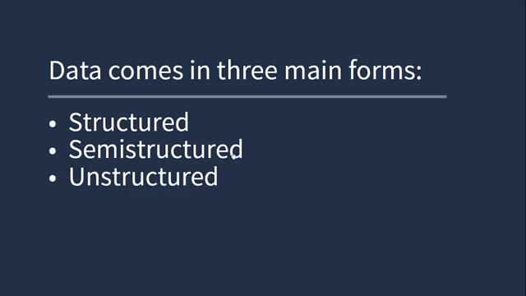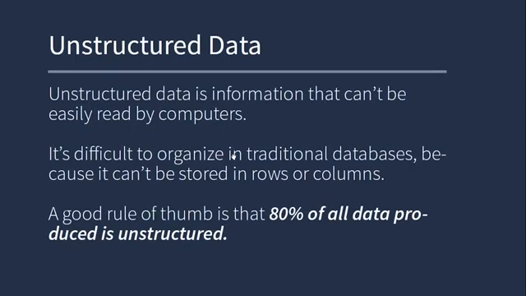Now, there are three main types of data. There's structured data, semi-structured data, and unstructured data. Unstructured data is information that can't be easily read by computers. It includes text documents, videos, or really any kind of information that isn't clearly sorted, can't be organized into databases, doesn't come in rows or columns, or with a clear description of what it is. And this is by far the most common form of data on the internet.